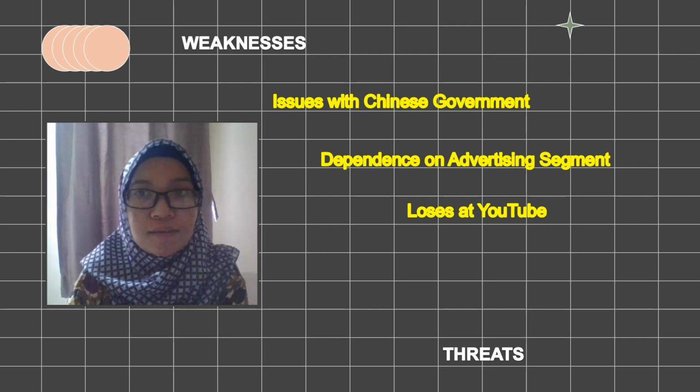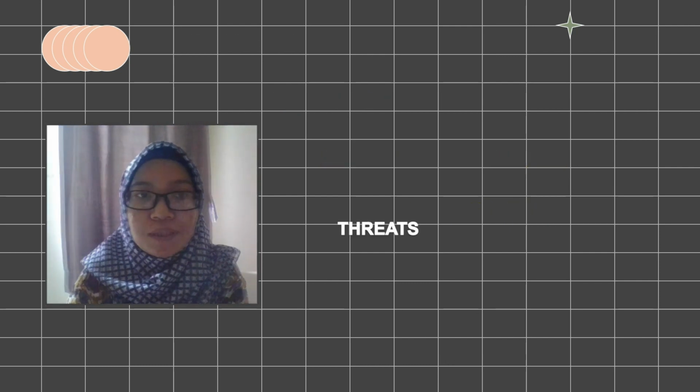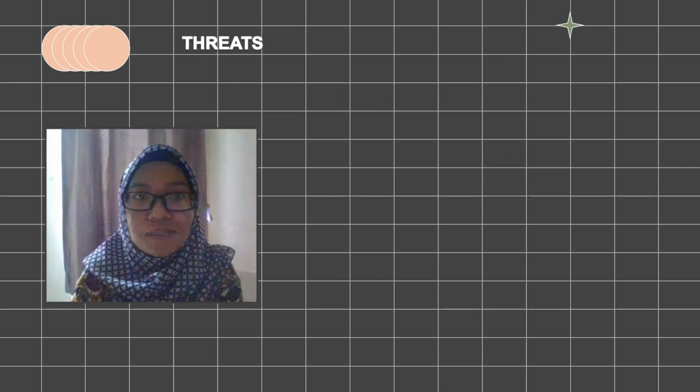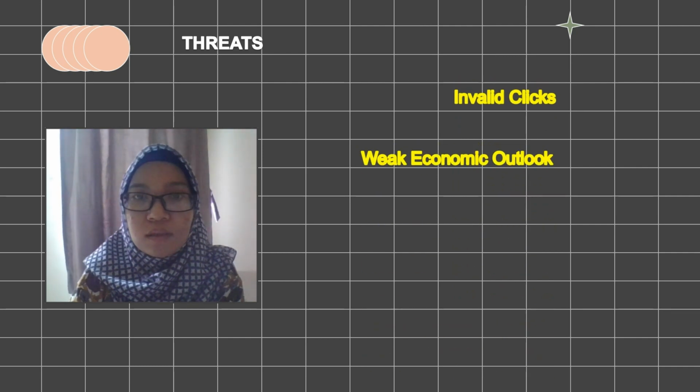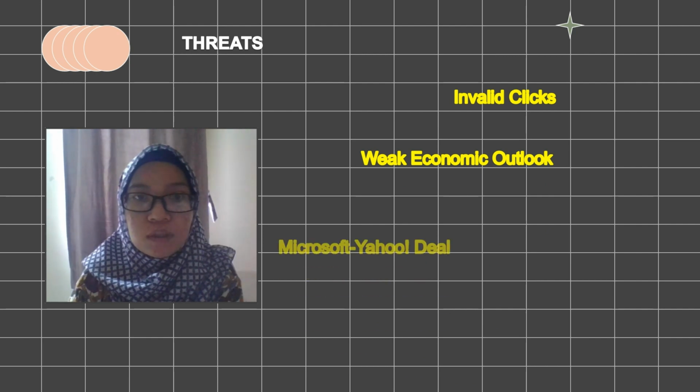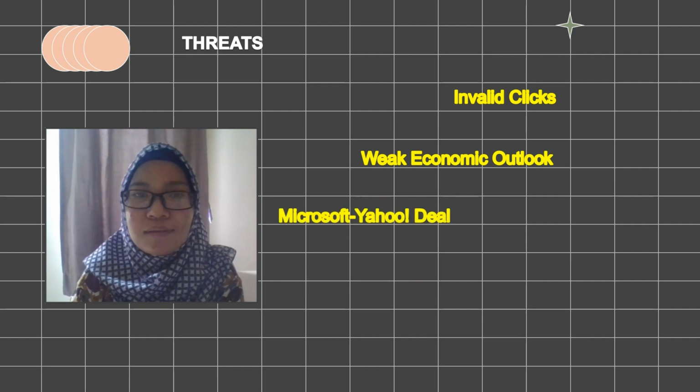Threats that happen in the Google company: invalid clicks, weak economic outlook, and the Microsoft Yahoo deal.